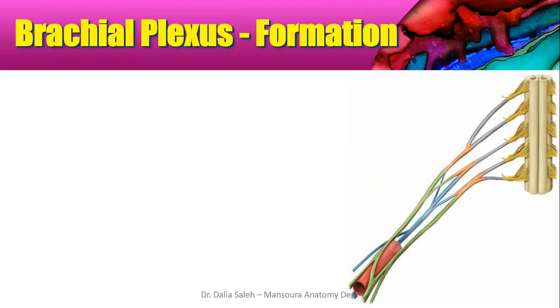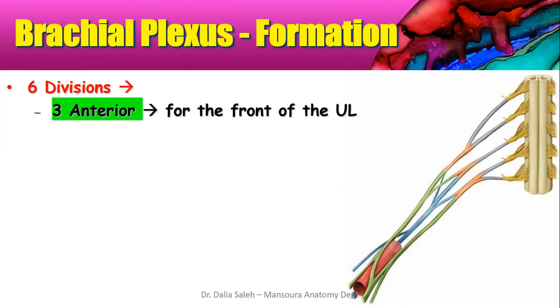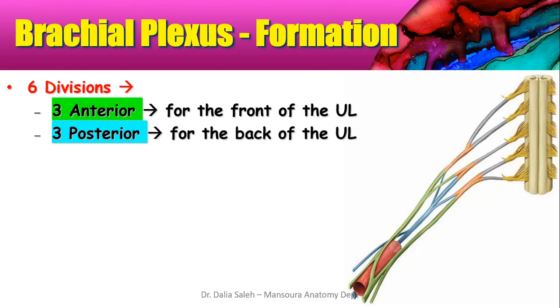Then these trunks will give us 6 divisions. So we have 3 anterior divisions that will finally supply the front of the upper limb, and 3 posterior divisions that will supply the back. Then the next stage in the formation of the brachial plexus, we have 3 cords arise from the anterior and the posterior divisions.